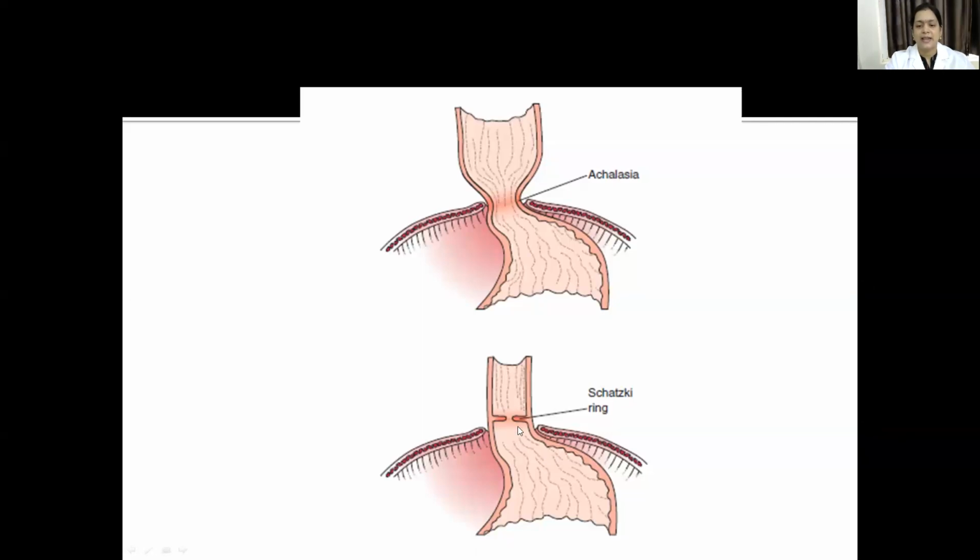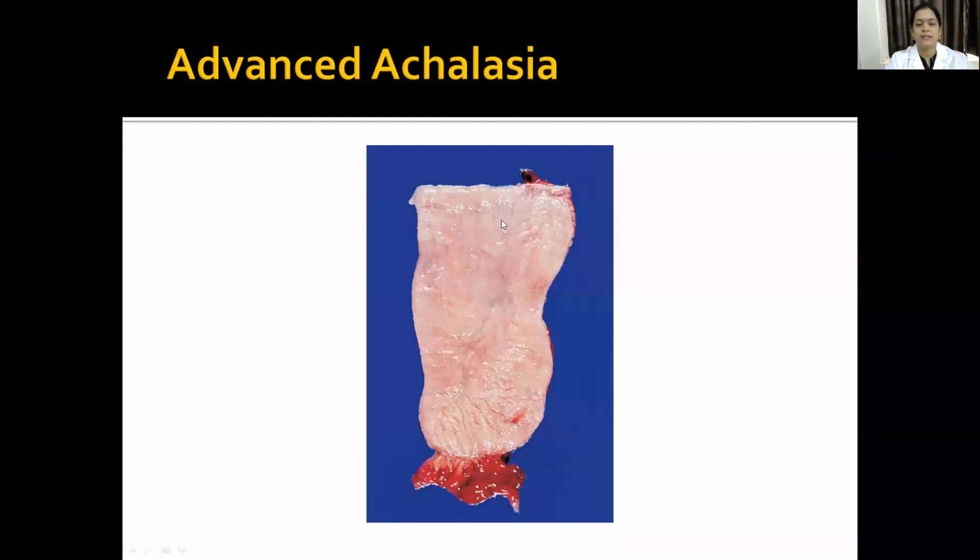And the other one is rings and webs. These things are a little bit uncommon, but you just have to know that these rings are also present, which can obstruct or which can create discoordinated movement between the muscle and the nerves. Now, what is advanced achalasia? It's just a gross picture to show this esophagus cut section. Then you can see this area, this very constricted area of the lower esophageal sphincter, right?